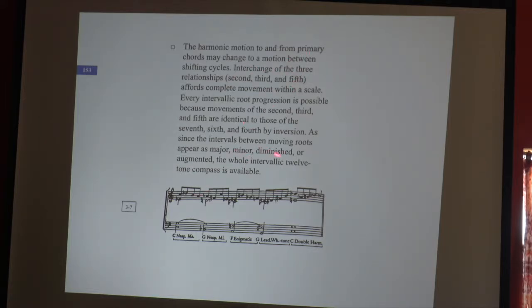And as the intervals between moving roots appear as major, minor, diminished, or augmented, the whole intervallic 12-tone compass is available. So this just shows you that by moving through this, we have all these different modes that are going to be used in this example. Can we play this? The earliest one you have is 3/14. Oh, we need this to be played on piano, that's right.